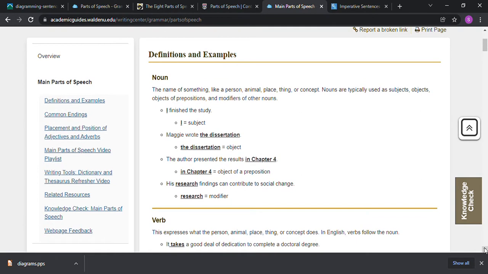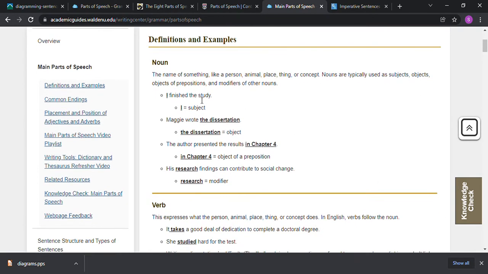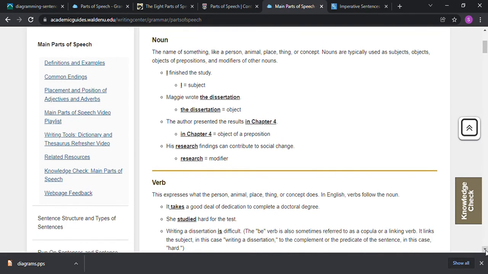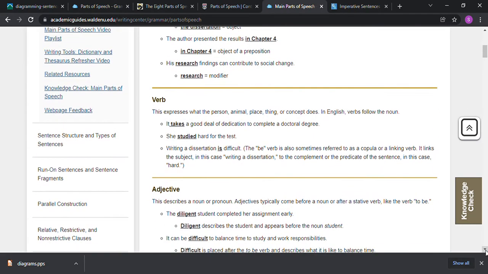And this talks about nouns. And it says the name of something like a person, an animal, a place, a thing, or a concept. Nouns are typically used as subjects, objects of prepositions, and modifiers of other nouns. So then it talks about the noun, and it talks about the subject and the object. So you can look this up and learn more about that. And there's the verb, there's the adjective.